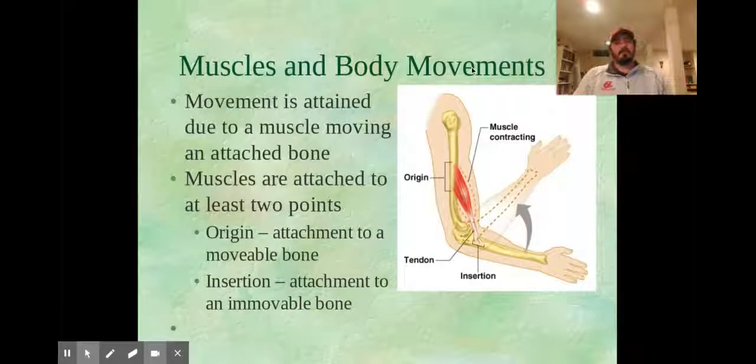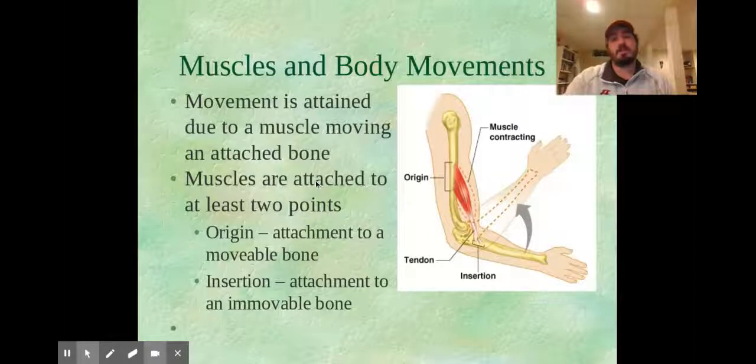But let's talk about muscles and body movement. So how do we actually move? Well, movement happens because a muscle is moving an attached bone. The bones in our body that give us structure move around when the muscles pull on them. And muscles obviously are attached at least two points, because if they are only attached to one side of a bone, how would they be able to move it? It would just sit there and do nothing. And we have names for these two attachments. It's called origin and insertion.